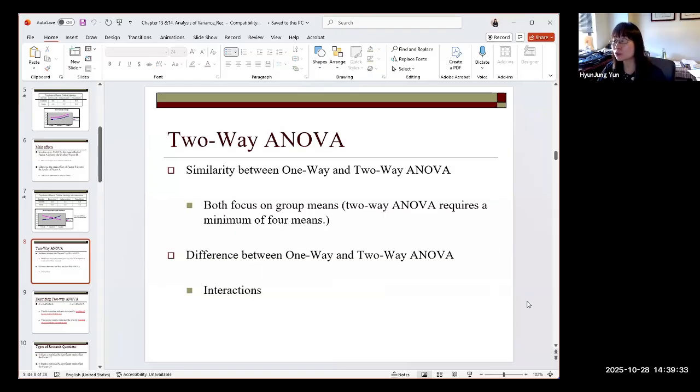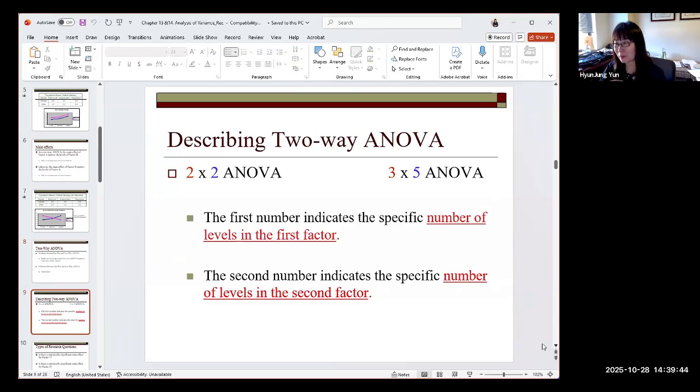What is able to be detected by multi-factor ANOVA beyond one-way or one-factor ANOVA. So that is the key. That is the only reason we do multi-factor ANOVA.